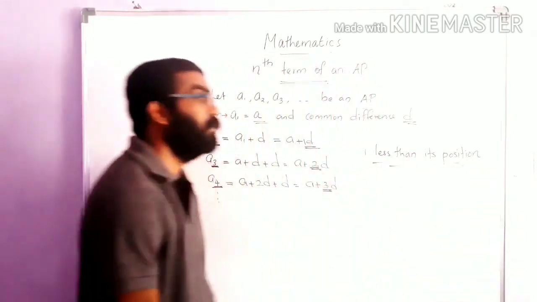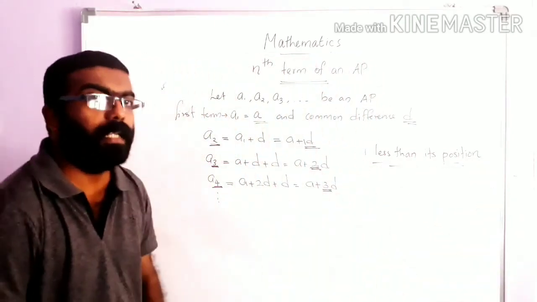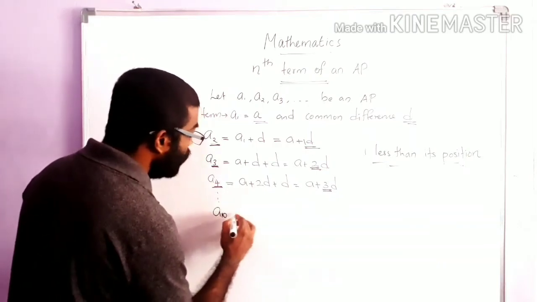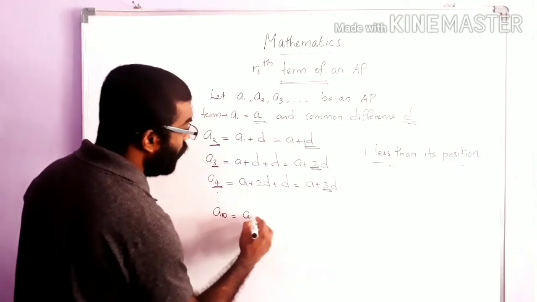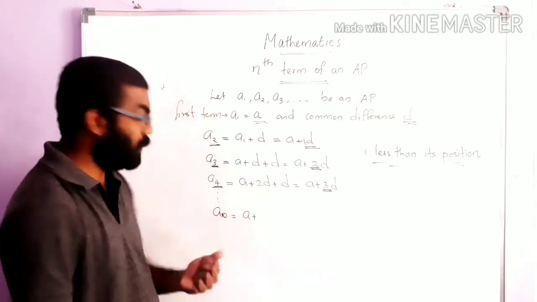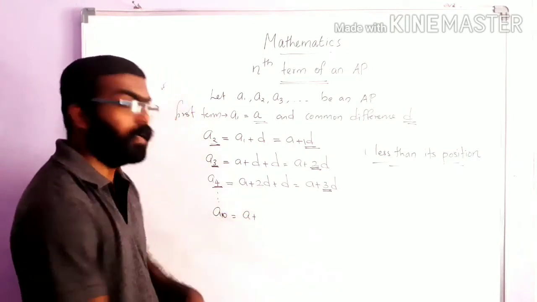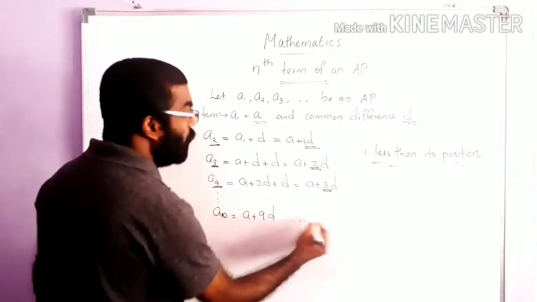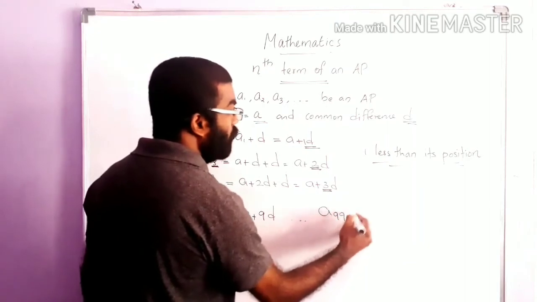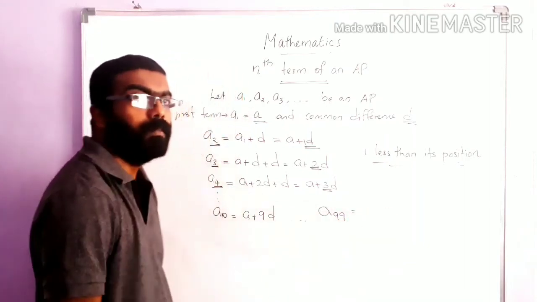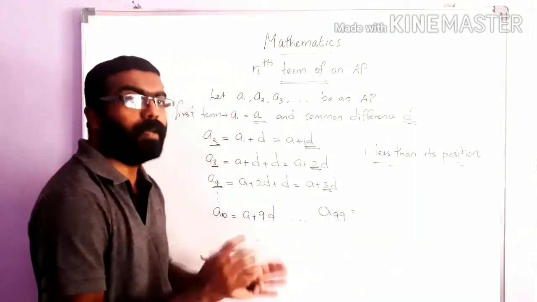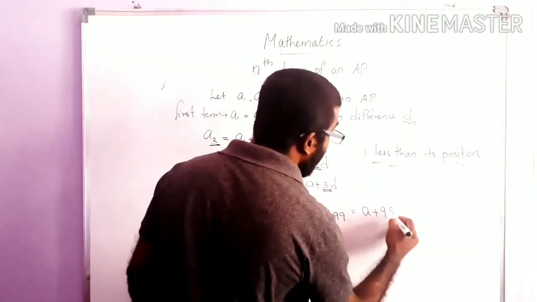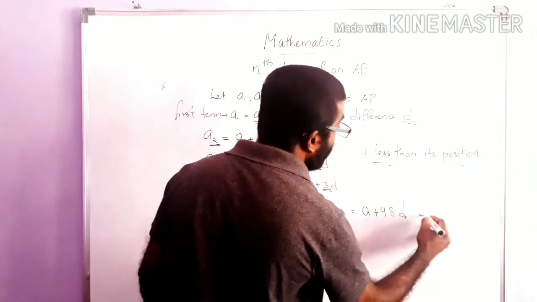The coefficient of D is 1 less than its position. So what will be A10, the 10th term? A10 is equal to A plus 1 less than position. Here 10, 10 minus 1 is 9. So A plus 9D. Okay, and what about A99? The 99th term. 99 minus 1, position minus 1. 99 minus 1 is 98. So A plus 98D, and so on.